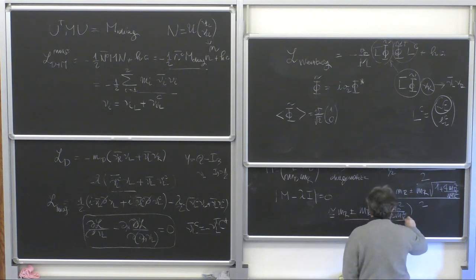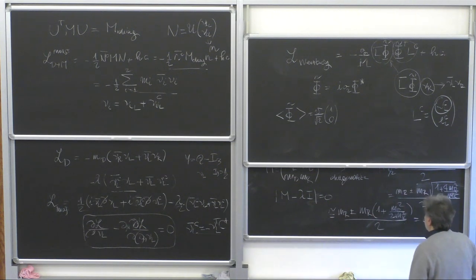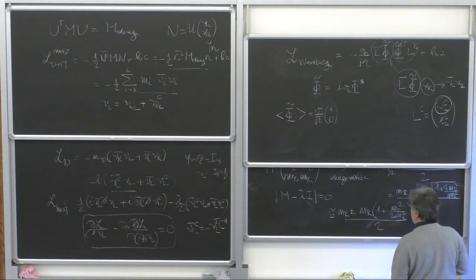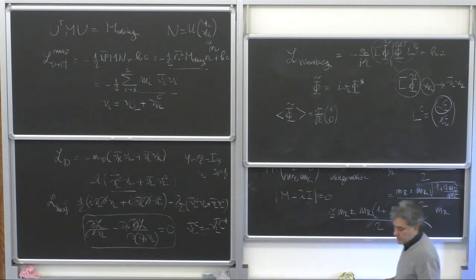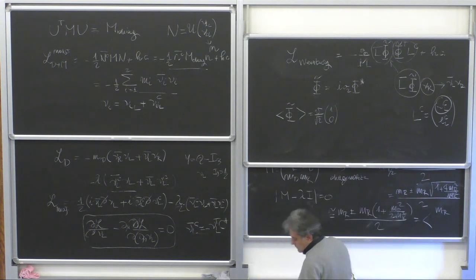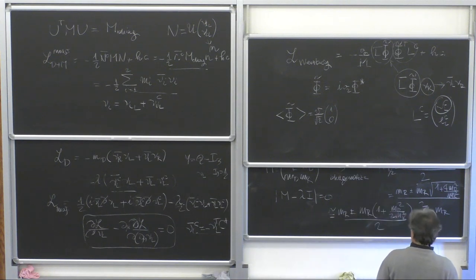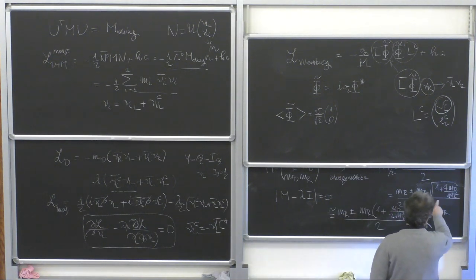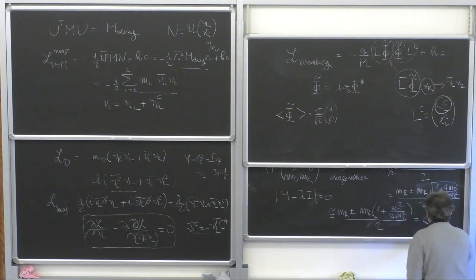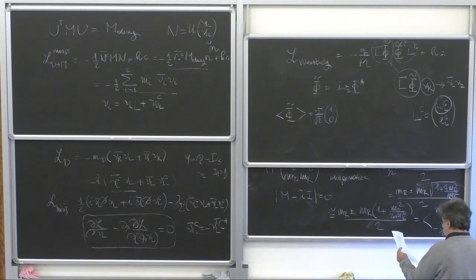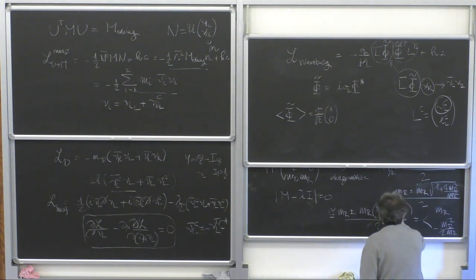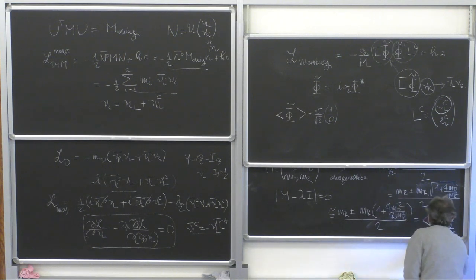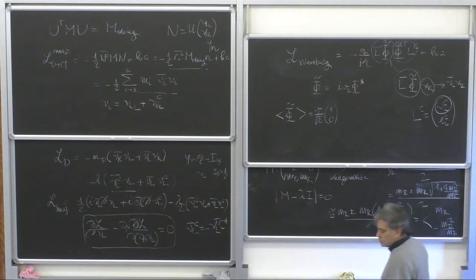Okay, divided by 2. So, in the first case, you have mr, and in the other case, md squared divided by 2 mr. No, the 2 will simplify. We have 4 here, and so the 2 disappears. So you get 2.